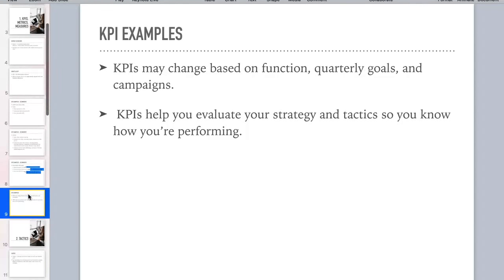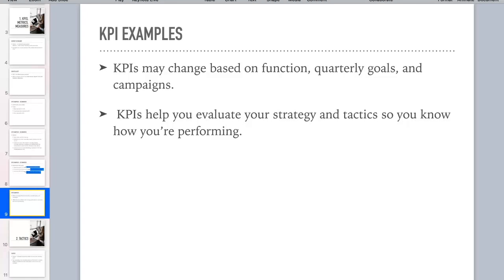So KPIs definitely can change based on function, quarterly goals, and campaigns. They're really not set in stone. And different departments will definitely have different KPIs. So if you're working in one individual company that has internal marketing and sales and public relations and these different categories, you will all have different KPIs depending on the function of the different tasks within those departments, the quarterly goals that you're all setting, but then also the individual campaigns.